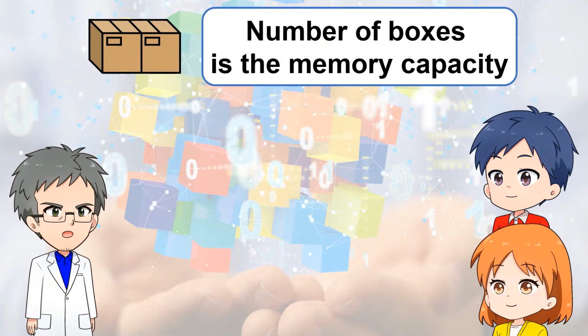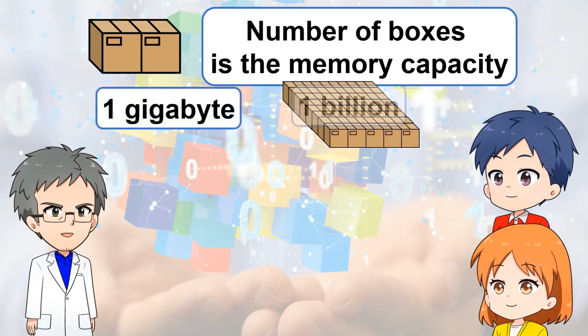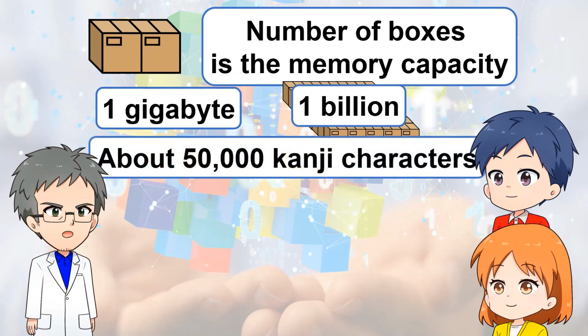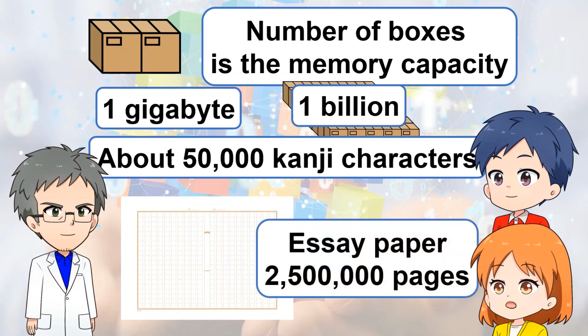The number of boxes is called the memory capacity. The phrase giga that you often hear with smartphones represents 1 billion. 1 gigabyte means that there are 1 billion boxes. If you stuff text characters into 1 gigabyte, you can fit in 1 billion characters. I wonder how many essays that is? If you have 400 characters on an essay page, that's 2,500,000 pages. If one person writes 5 pages, that's enough space for 500,000 people.